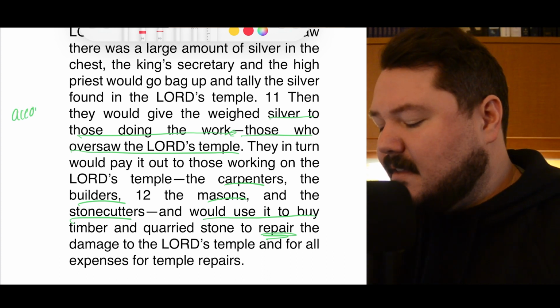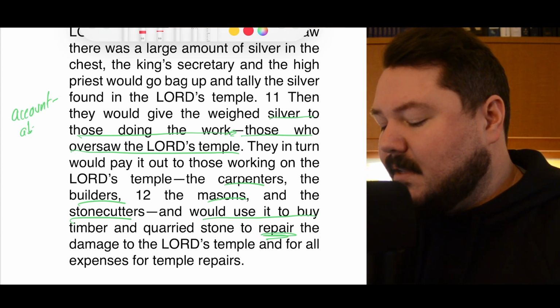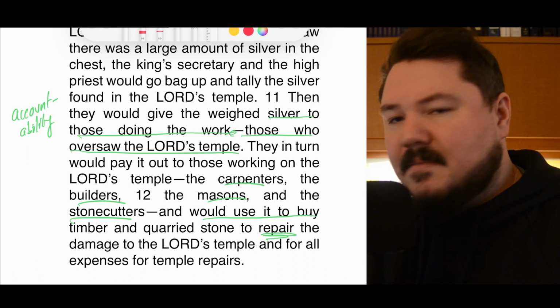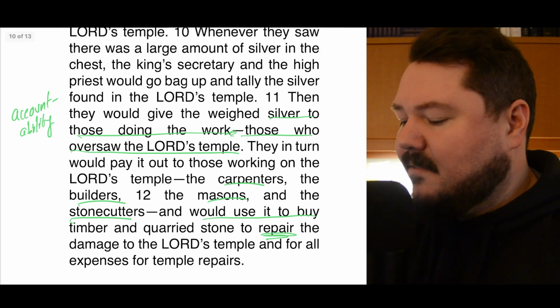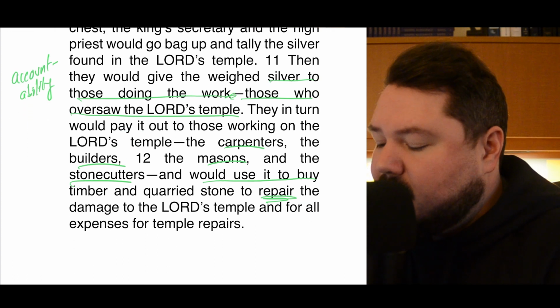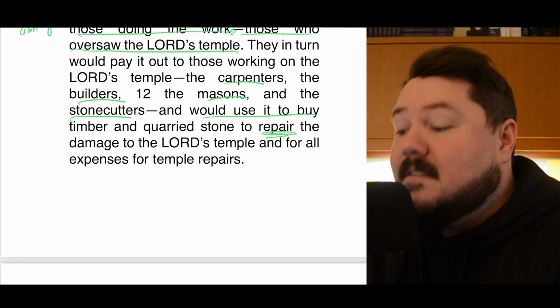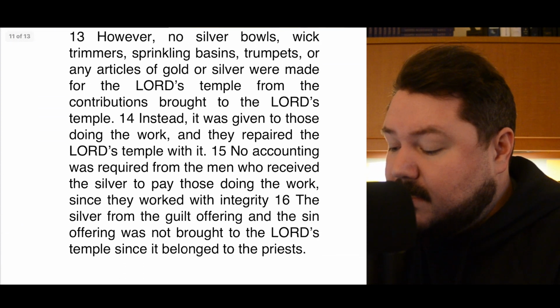And you can also see, I think they go into detail because of all the accountability maybe that's built into this process. I can't really think of another reason that they would give us all this, but I think what it's showing is that there was accountability to the process.